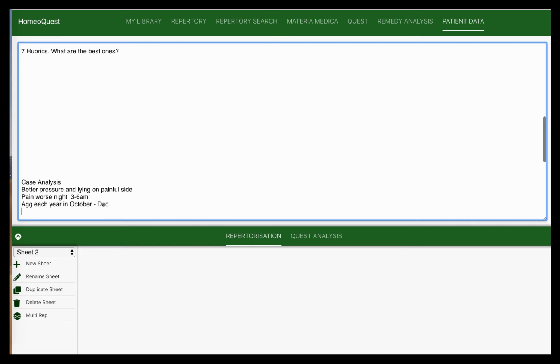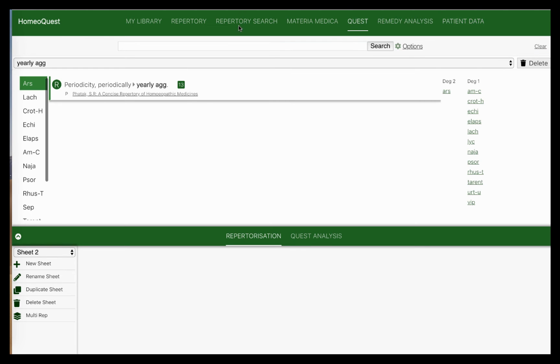Now, the location is important, and if there are some other aspects that come up around the location, they're important, but we don't repertorize it. We can use it later on, and I'll show you how. Okay, so I'm going to go to Quest, and I've taken these 3 important rubrics here.